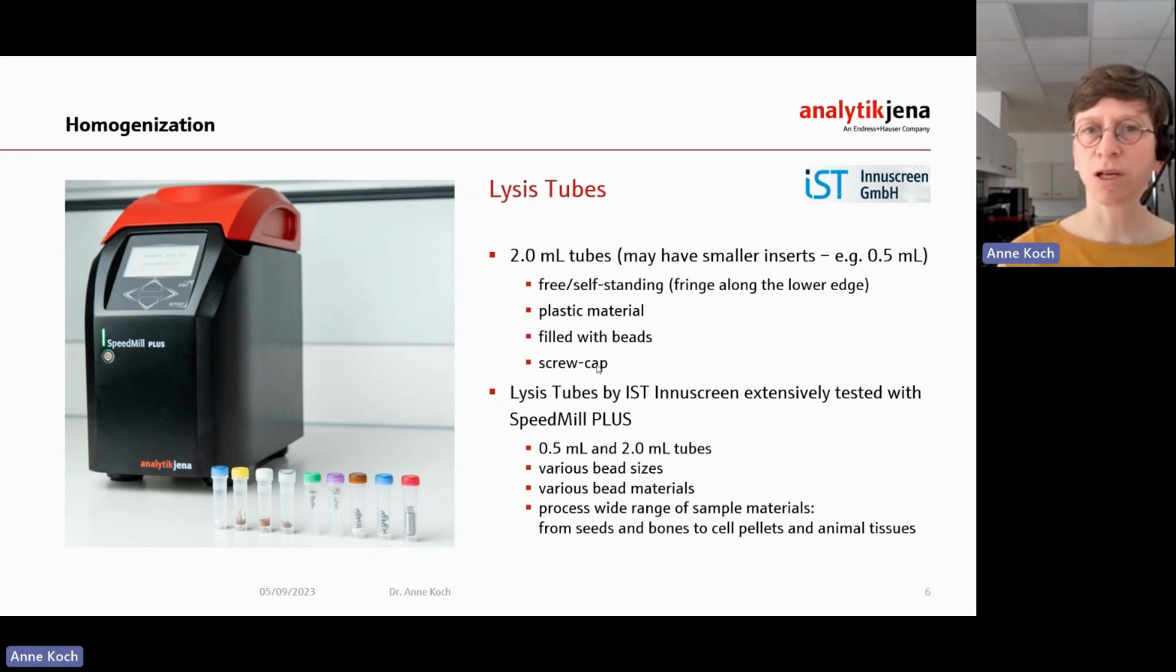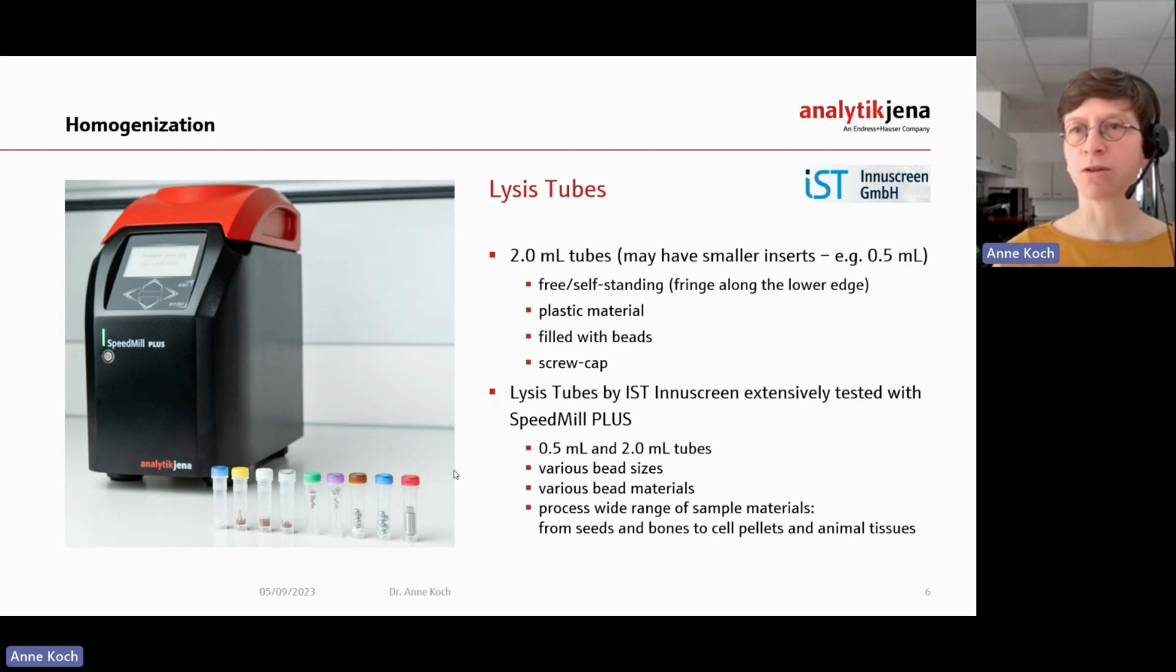They should be screw capped and freestanding. I mean, they're going to be hanging in the speed mill, but the freestanding part is important because there will be lots of pressure exerted also on the bottom of the tube. So a V shaped tube would not withstand this pressure. So you need this little fringe along the edge.